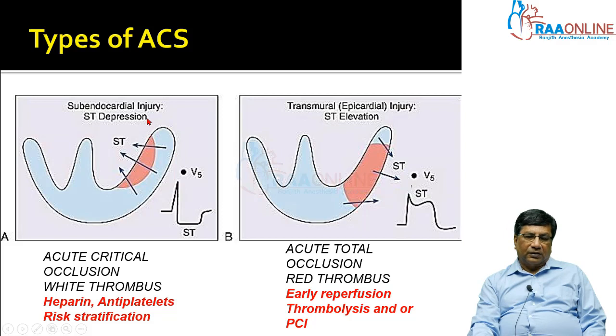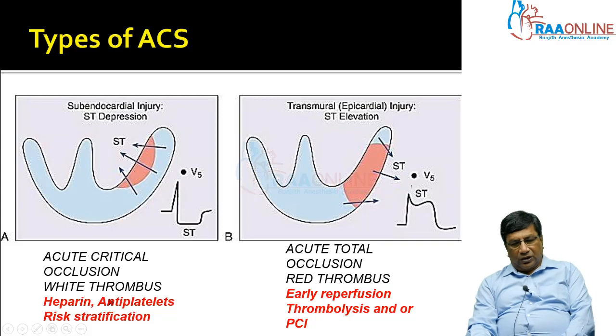What is the pathology? Plaque erosion, critical occlusion and not total occlusion, a platelet-rich thrombus rather than a fibrin-rich thrombus, which is the white thrombus. That's why in these patients you never give thrombolytic therapy, because the thrombus is not totally occluding. The thrombus is not rich in fibrin, so the coagulation system is not activated. Here, there is no issue to give fibrinolytic therapy.